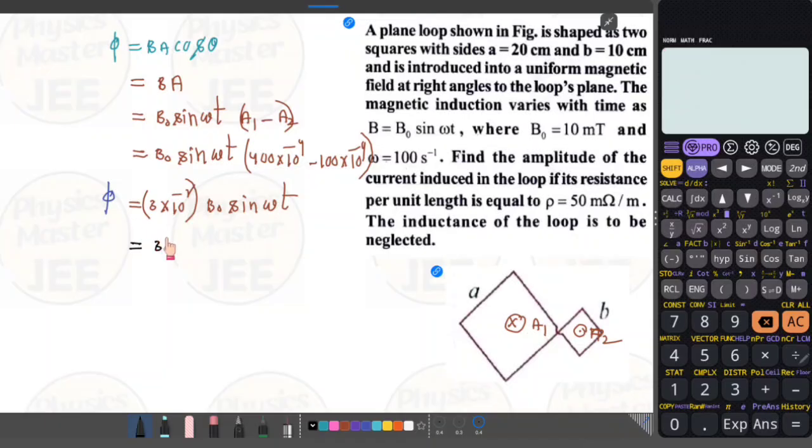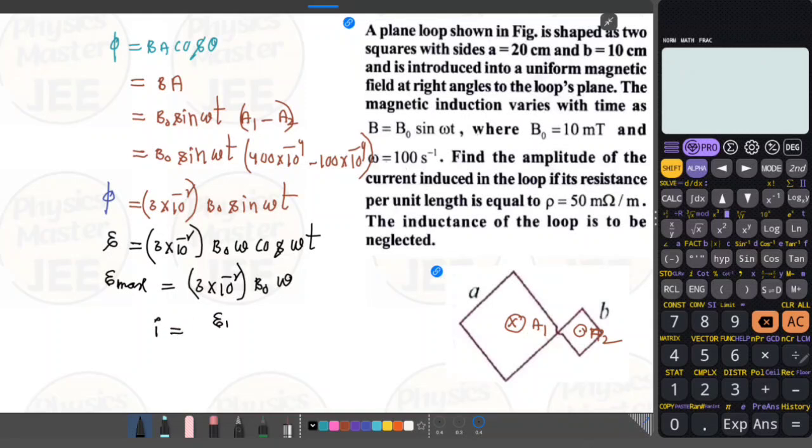What do we get? 3 into 10 power minus 2 into, here you can neglect that minus, because that minus only indicates the direction, no issue. 3 into 10 power minus 2 into B naught into omega into cos omega t. So this is my EMF. This E max amplitude is 3 into 10 power minus 2 into B naught omega only. Again I can write current is equal to E max by R.